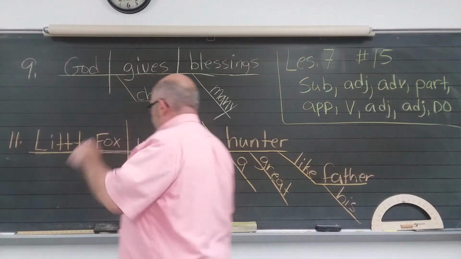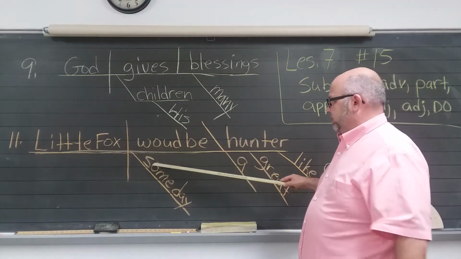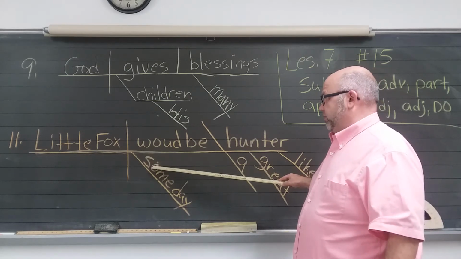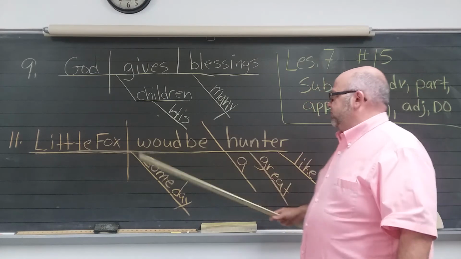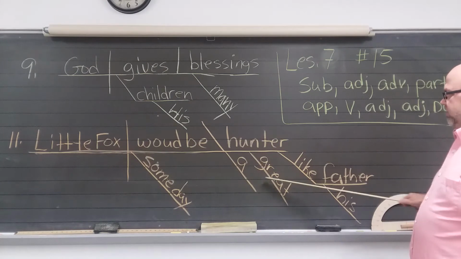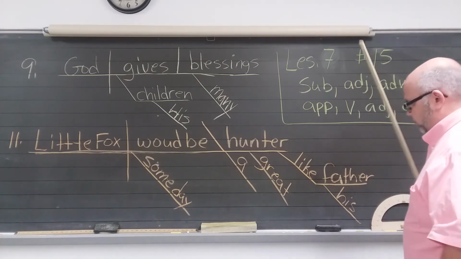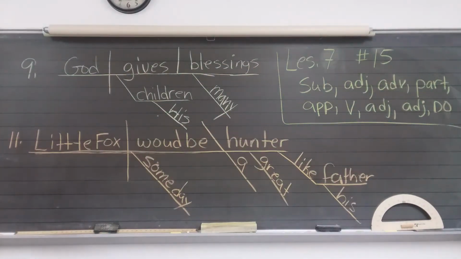Number 11. That sentence starts with an adverb. So this should be capitalized. That's not the most important thing. Someday, adverb, saying when he would be. Someday, little fox would be a great, adjectives, hunter, predicate nominative, and then prepositional phrase, like his father. So check those out. Make corrections on your diagrams, okay?